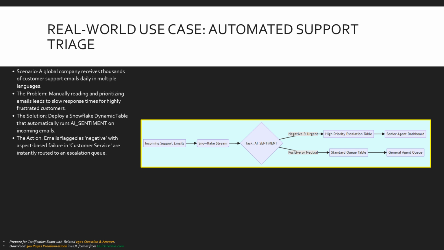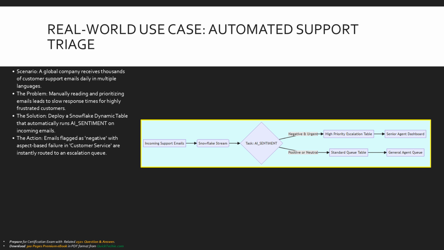As soon as a record lands, the pipeline triggers the AI sentiment function, utilizing aspect-based extraction to track product quality and customer service. If the model flags the overall sentiment as negative and the customer service aspect as negative, that specific database row is instantly routed into a high-priority escalation queue. You have just used the data cloud to transform a reactive, manual backlog into a proactive, intelligent triage system.